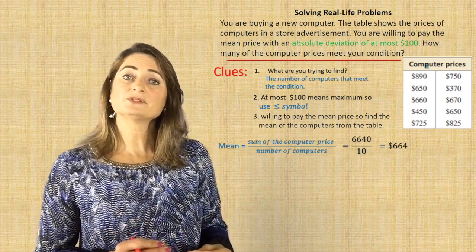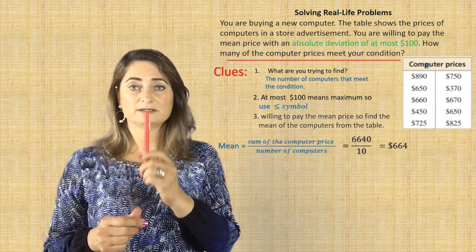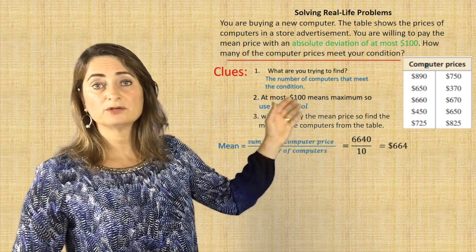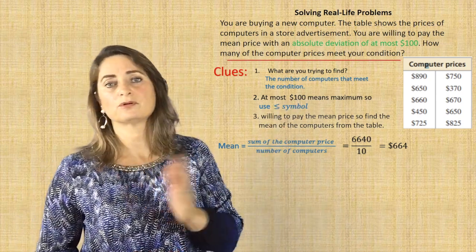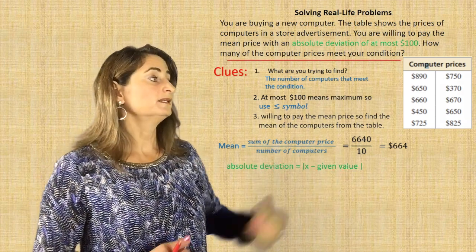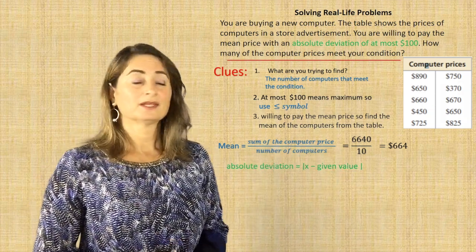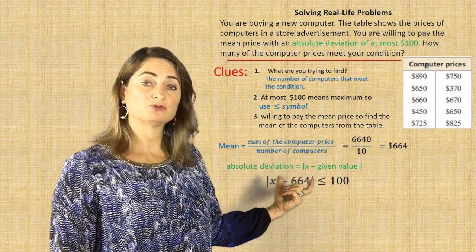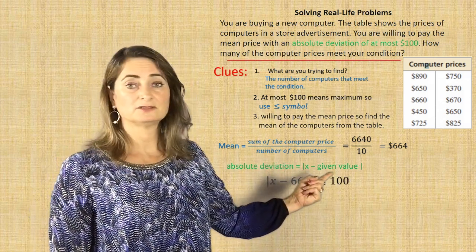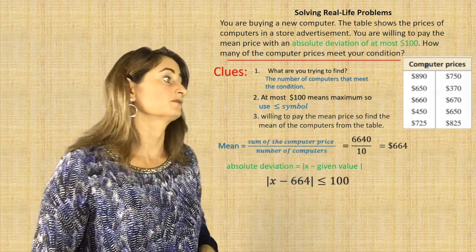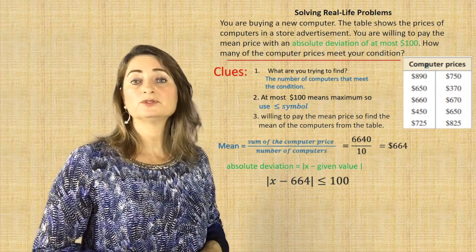When we said absolute deviation, remember when we talked about the marker, we said we are willing to pay $2 more or less. In this case, you are willing to pay $100 more or less. And how do you find that? It's the price of the computer minus the given value. So to write the equation, X is what you're willing to pay, minus 664, which is the mean, or the average of all these prices of the computer, less than or equal to 100.